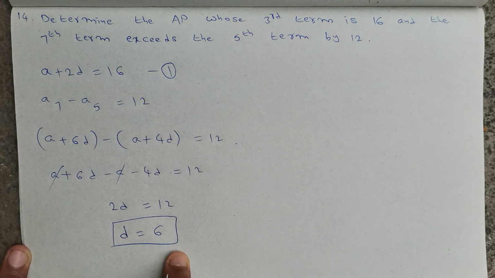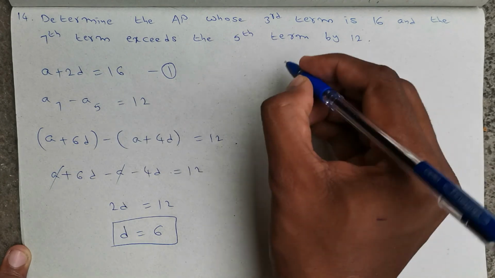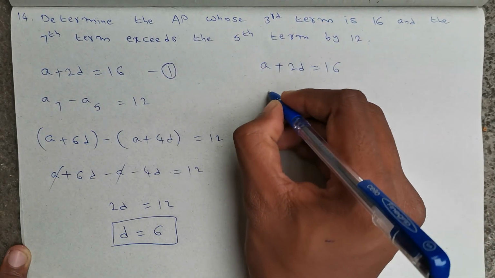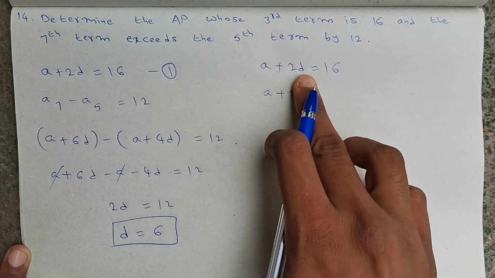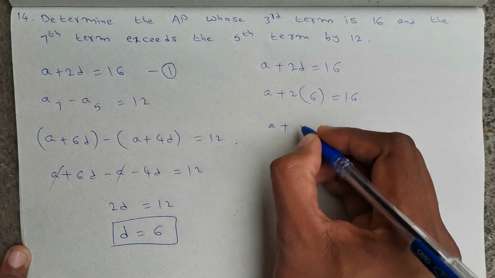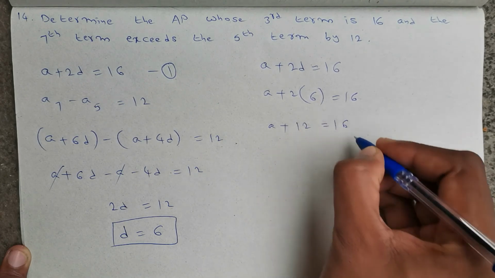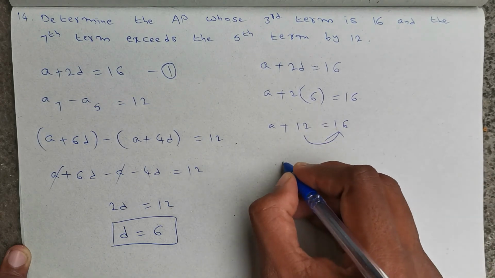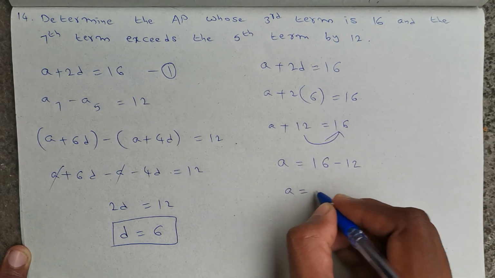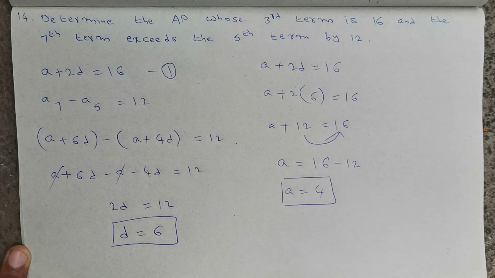This d value I will substitute in the first equation. a plus 2d is equal to 16. a plus 2 into, in the place of d, 6, is equal to 16. a plus 2 sixes are 12 is equal to 16. This plus 12 I will take to the right side, it will become minus 12. So a is equal to 16 minus 12. a is equal to 4.